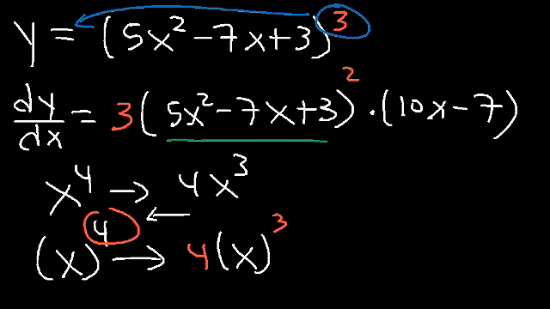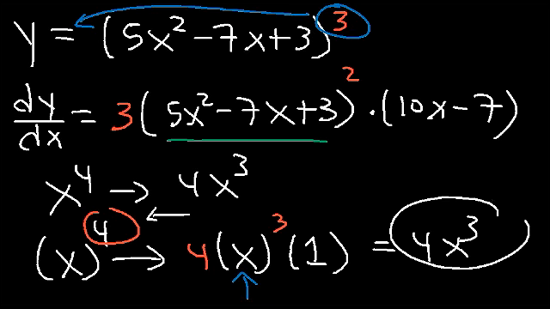And then what you need to do is take the derivative of the inside. What is the derivative of x? The derivative of x is simply 1. So the whole thing is 4x cubed. So no matter what situation, the chain rule always works.